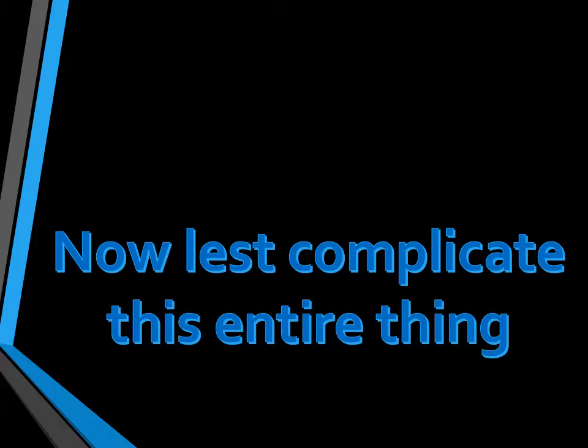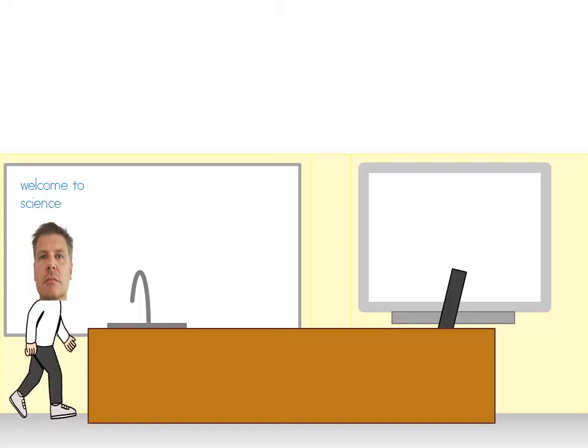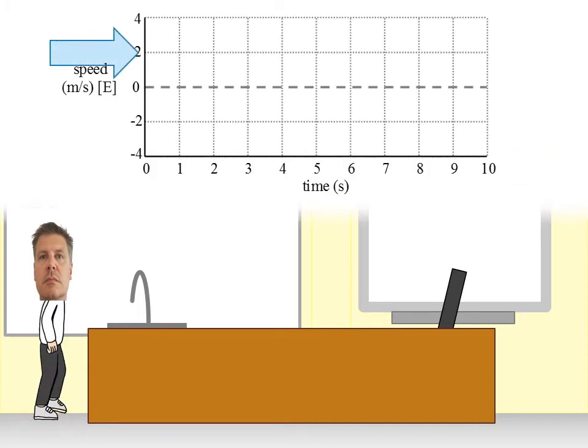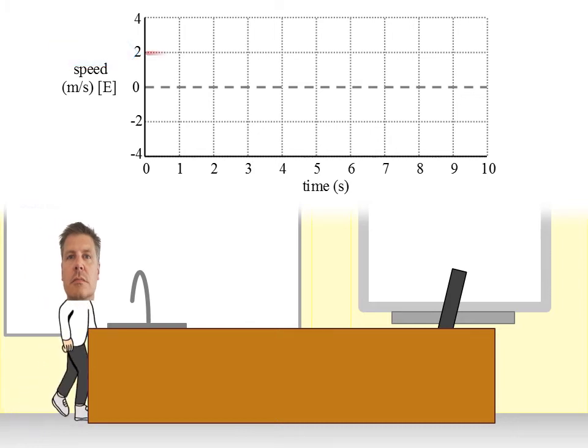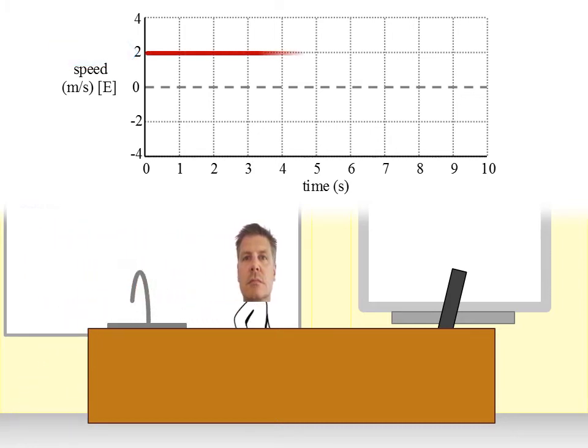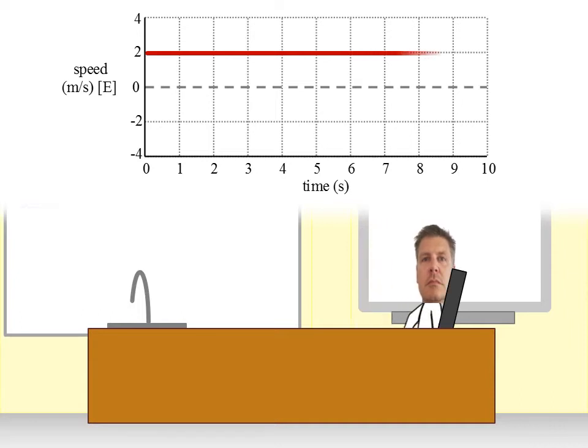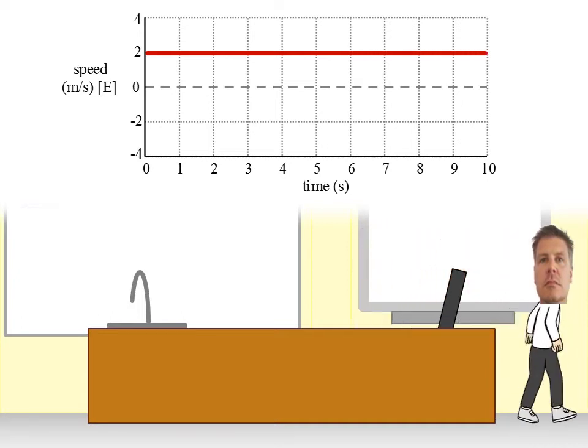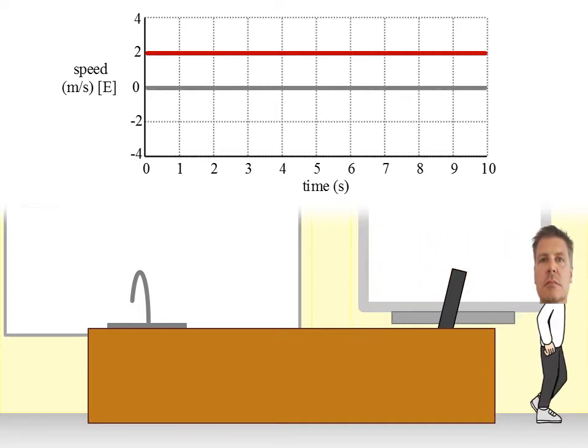Now, let's complicate this entire thing. If we look back to that initial scenario where I was walking 2 meters per second for 10 seconds and I walked at a constant speed the entire time, well, if we were to darken up the line at 0 and then highlight everything between 0 and the line that was graphed, we wind up with a rectangle.